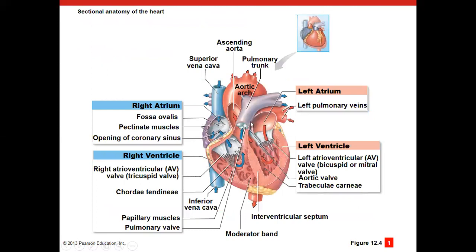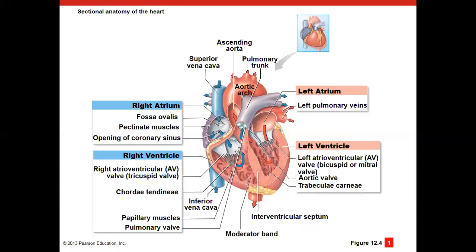So here's where this happens. Take a look at some of this anatomy here. So here's the right atrium. Right here's the right auricle. So this is all pectinate muscle in the anterior portion of the atrium. There's the fossa ovalis. Remember, the ligamentum arteriosum and fossa ovalis were once in fetal circulation openings. They close off after birth.